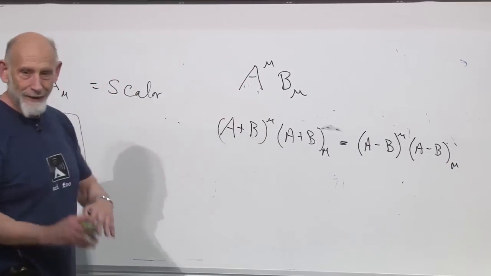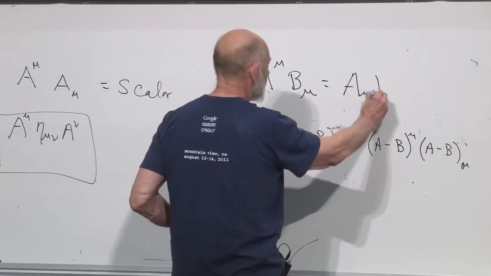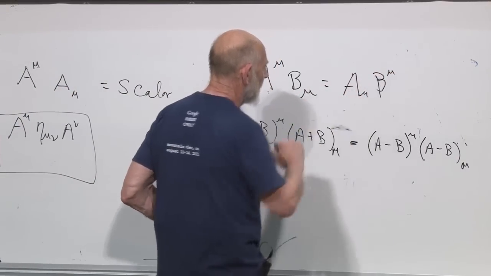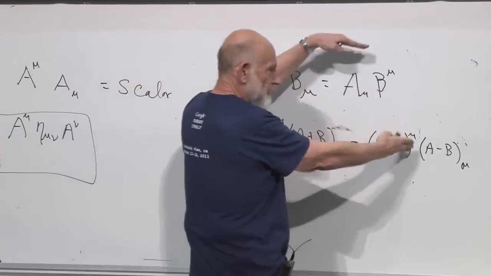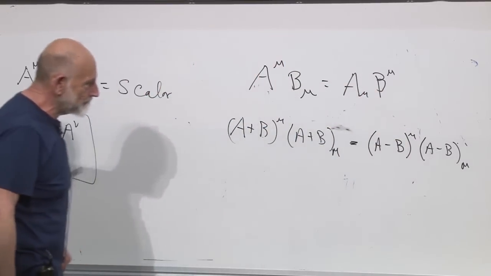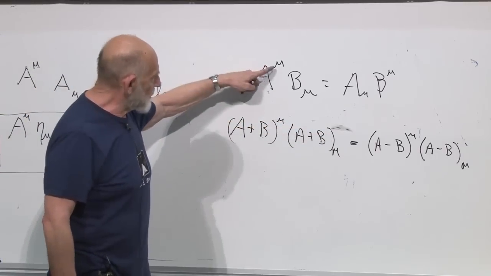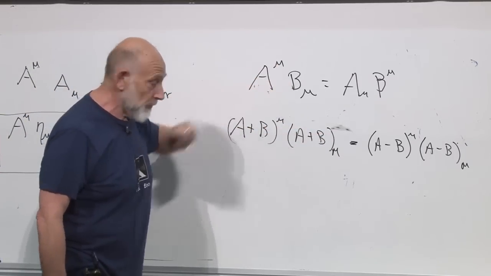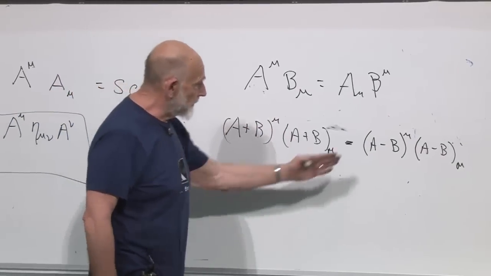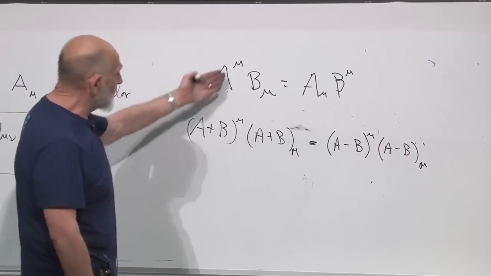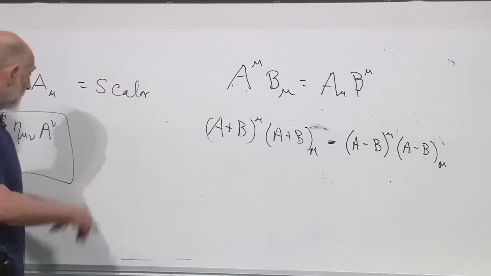Oh, incidentally, here's something to prove. This is the same thing as A mu, B mu. It doesn't matter; you can put the ups down and the downs up, you get the same thing. The difference between these two things is just 4 times A mu, B mu. So here's a scalar, here's another scalar. The difference between them is basically just A times B, A mu, B mu.